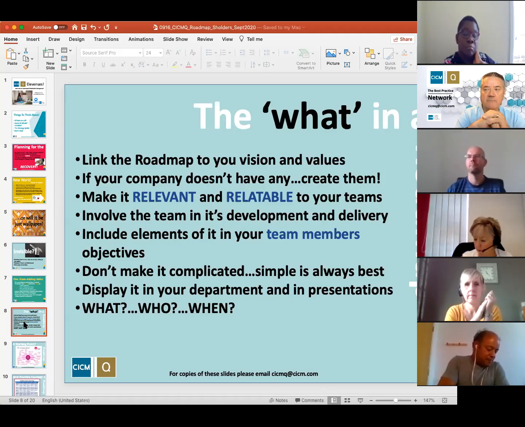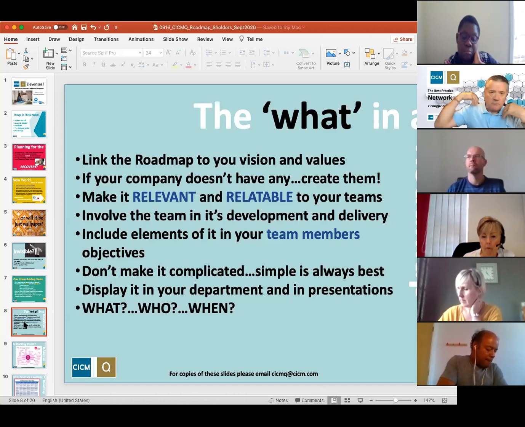Whatever you're putting in, of course, you've got all of your other stakeholders too. So the stakeholders include your teams. Whatever you put in your roadmap must be relatable and relevant to the people in your team. You can't start talking about, oh yes, we need to improve net working capital, and to a credit manager and to a credit person, that means absolutely nothing.